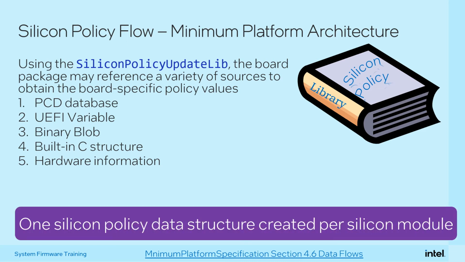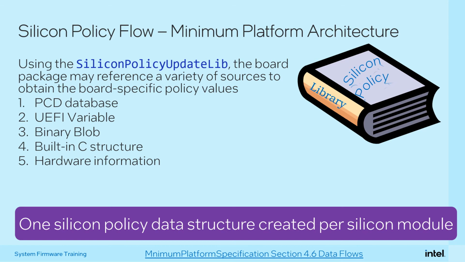The guidelines are that one silicon policy data structure is created per silicon module. The data structure should only contain data. Functions should not be used in silicon policy data, only data. When a silicon module installs this policy data, it should consider the most common usage as the default policy data.